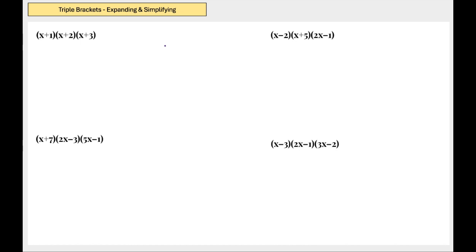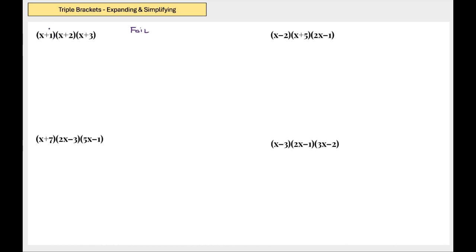Hi guys, this is a triple brackets lesson. It's expanding and simplifying. It would be a higher paper question, I believe, but you would need to check with your teacher. Now, I use the FOIL method. I will be doing the grid method in the next video, so you can choose which one you feel is most suitable to yourself. First thing you need to do is deal with two brackets.